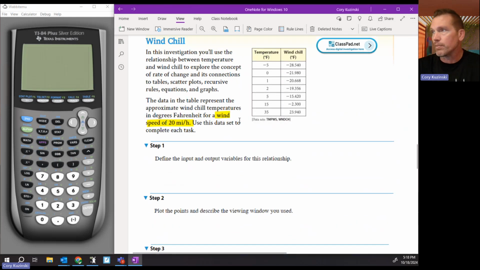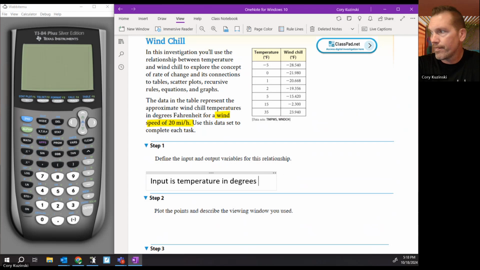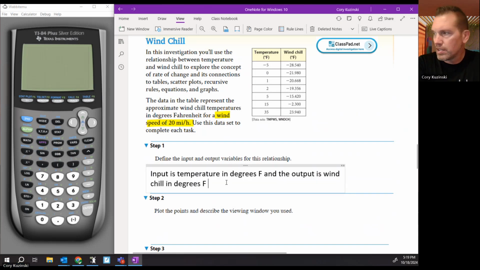Define the input and output variables. Okay. The input is temperature in degrees Fahrenheit. And the output is wind chill in degrees Fahrenheit. I guess we'll add here for wind speeds of 20 miles per hour. Let's go with that.